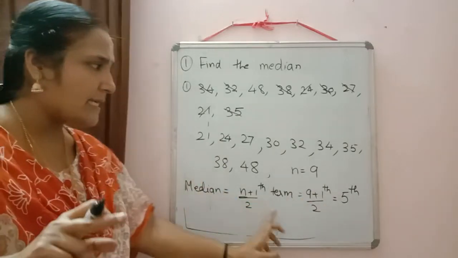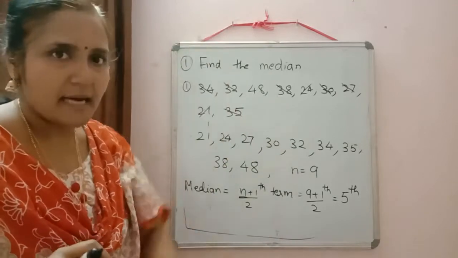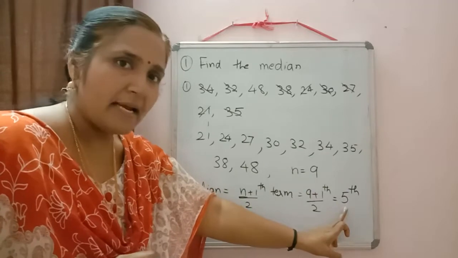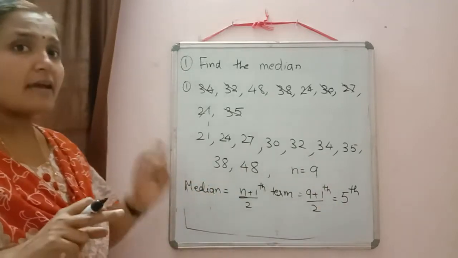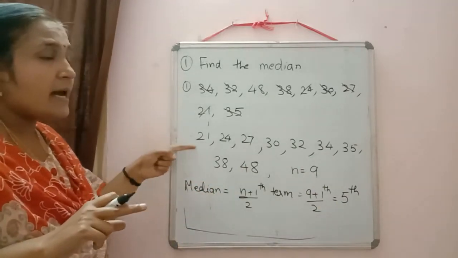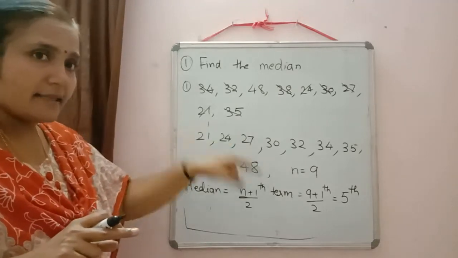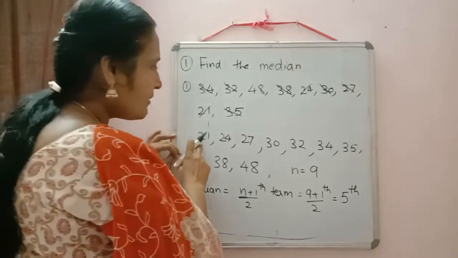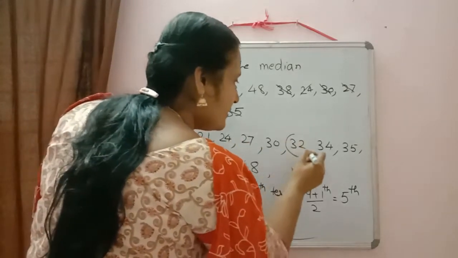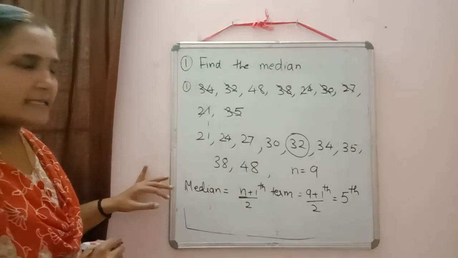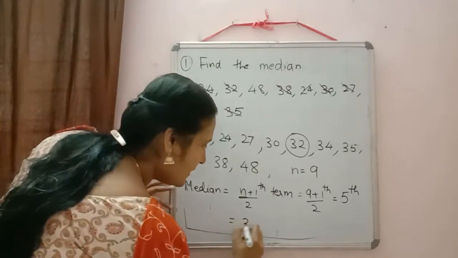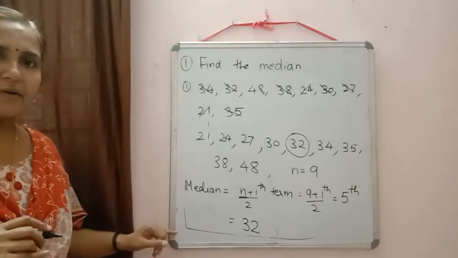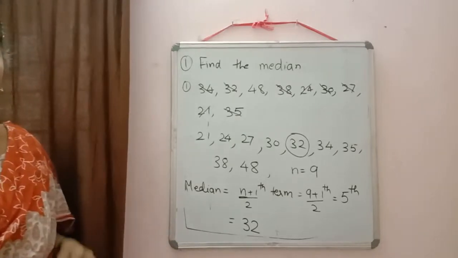Here we are calculating which observation is the median. So here we got the 5th observation is the median. That 5th observation, from where we will take? When we rearrange the numbers in ascending order, what is the 5th observation? 1, 2, 3, 4, 5. So our 5th observation is 32. So our median will be equal to 32. I hope this question is clear to you. Okay, so moving on to the next question.